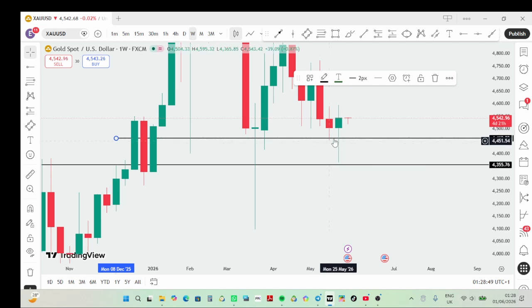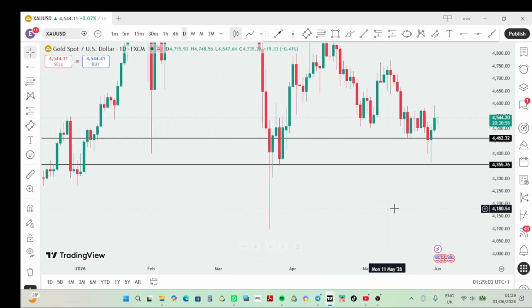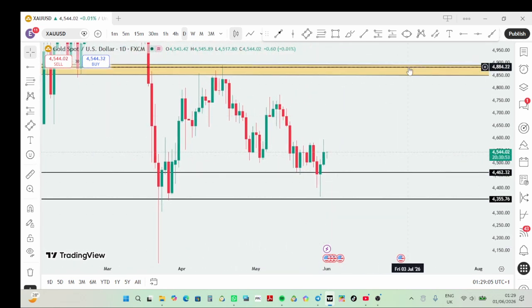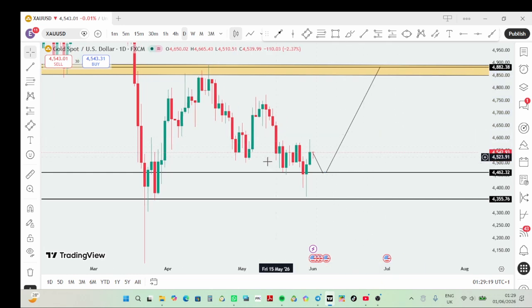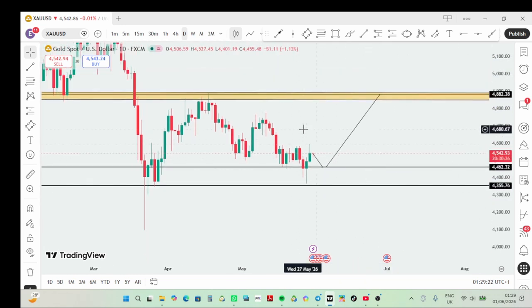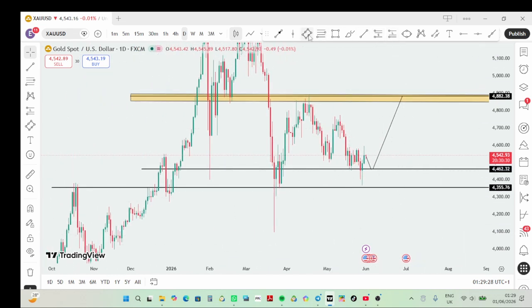Checking from weekly, I would like to see this side to be completed at the other side. So it gives me a complete change of character. So now I'll be looking for a push, a little retracement to this level to bounce off this on daily. From this point, I will look for a push to the 4,882 level. At this point now, I just place my zone here.